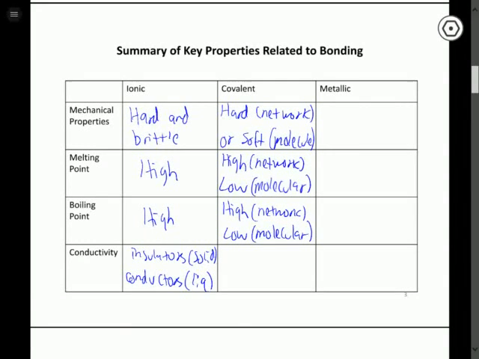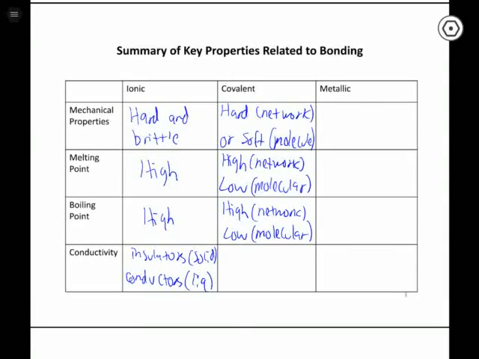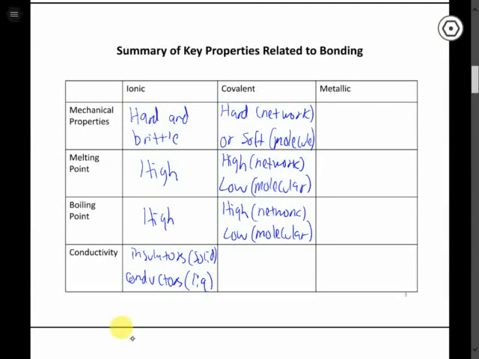Okay, so the molecular solids tend to have low melting and boiling points. And then conductivity, we saw that most covalent compounds, whether they're network or molecular, are insulators. So very few of them are conductors. However, we saw that there's some exceptions to this.